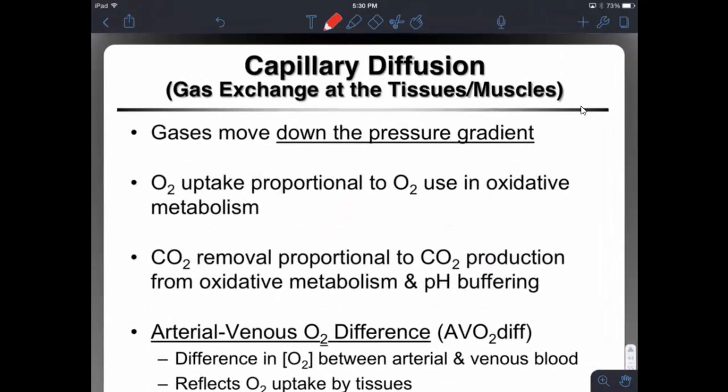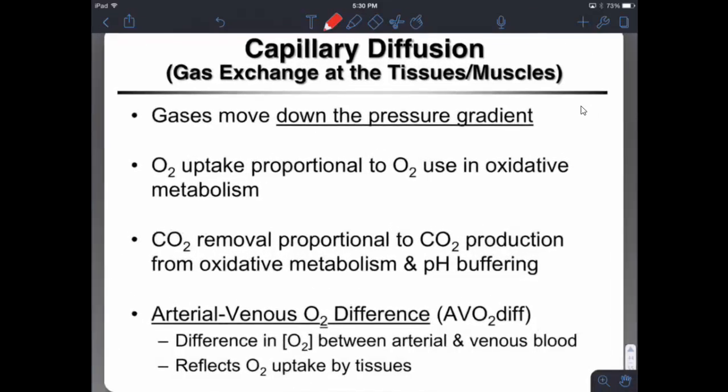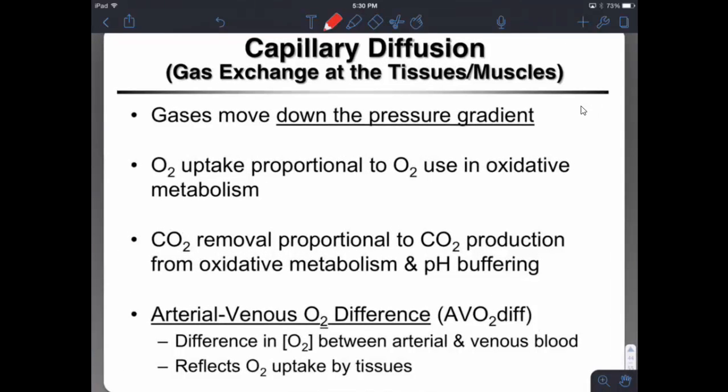Alright, so this is mostly going to be a review of things we've already talked about. Capillary diffusion is the exchange of gases at the tissues, or for us, the muscles. And as we've talked about throughout this chapter, the reason that the gases move in the direction that they do is because they move down the pressure gradient. They move from an area of high PO2 to low PO2, or high PCO2 to low PCO2.